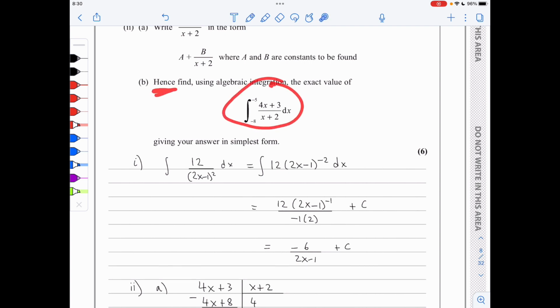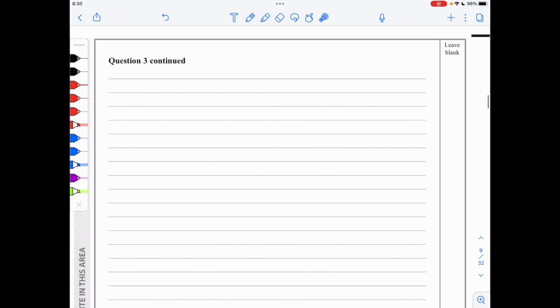Notice the "hence" after all here, which means that we need to use our answer from part A. So let's see. In part B, we need to integrate from negative 8 to negative 5, (4x plus 3) over (x plus 2) with respect to x. So we write this as the integral from negative 8 to negative 5 of 4 minus 5 over (x plus 2) dx. The integral of 4 is 4x. The integral of 1 over (x plus 2) is simply ln of the modulus of (x plus 2), the absolute value there, and I go from negative 8 to negative 5.